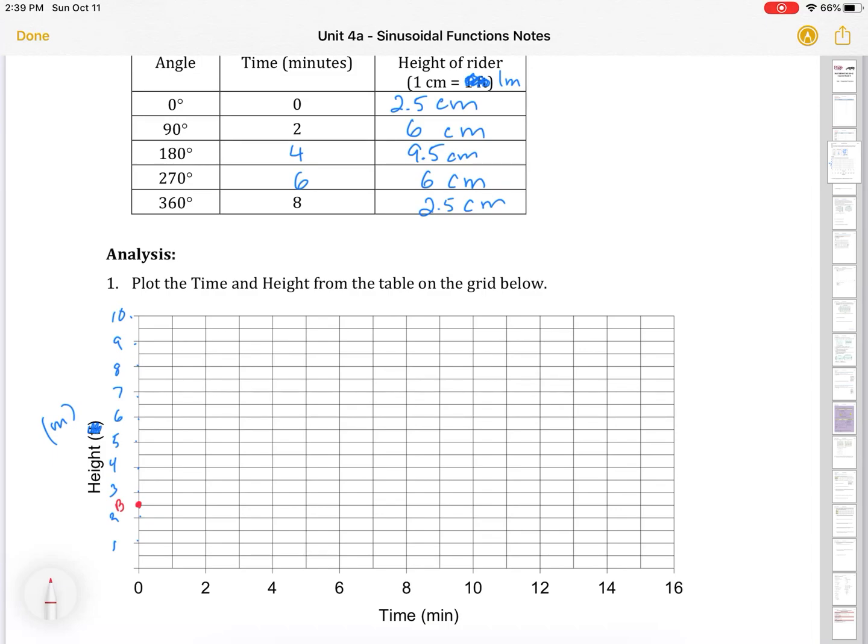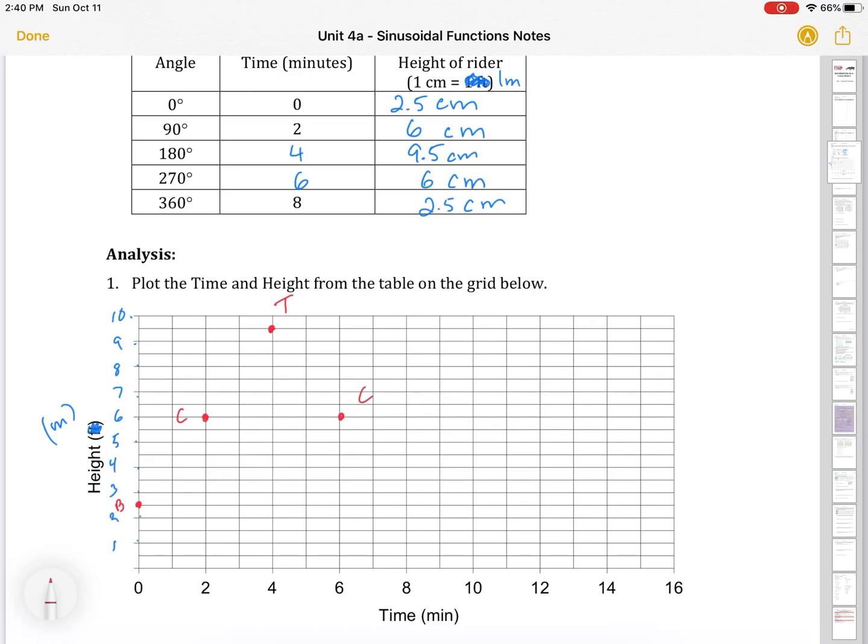Then at 2 minutes, we move up to 6 meters. Okay? And that's at the center of the circle. At 4 minutes, we reach 9.5, which is at the top. And then at 6 minutes, we're at the center again.